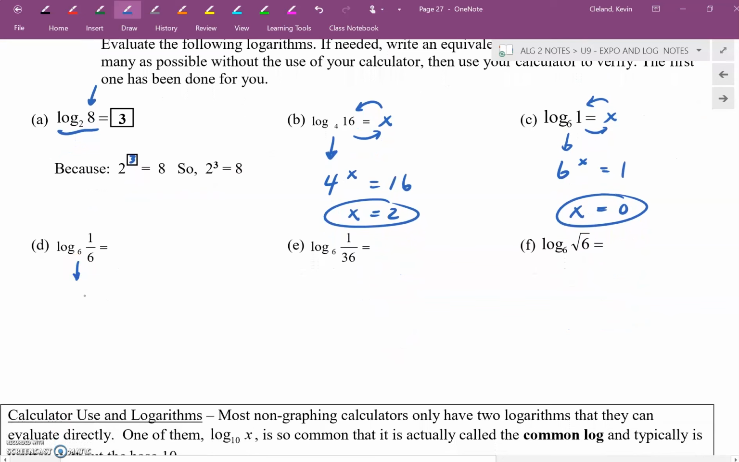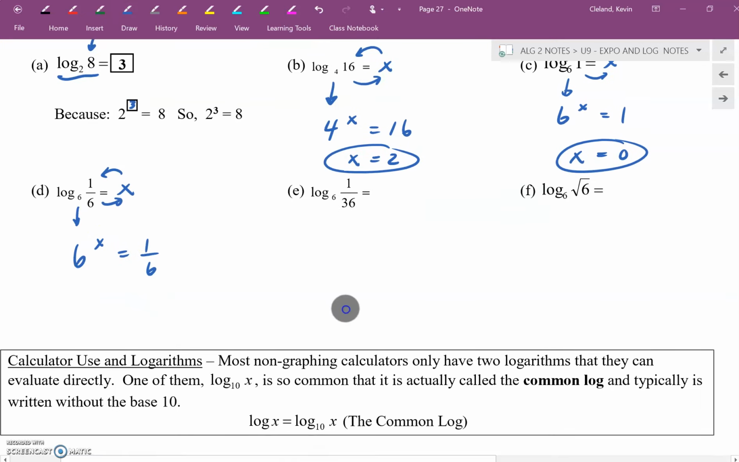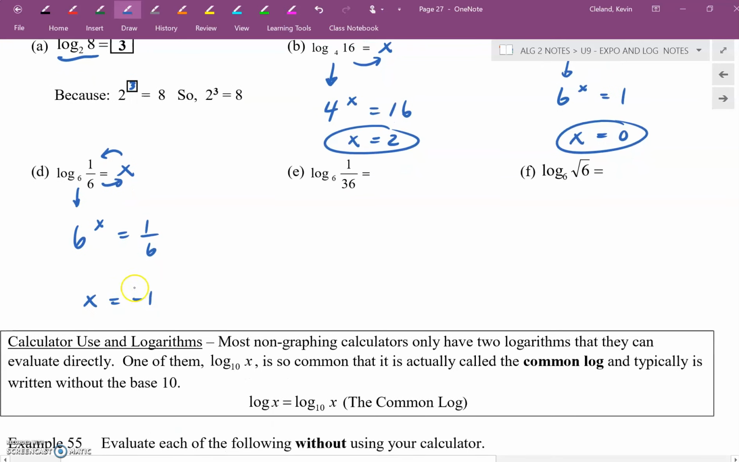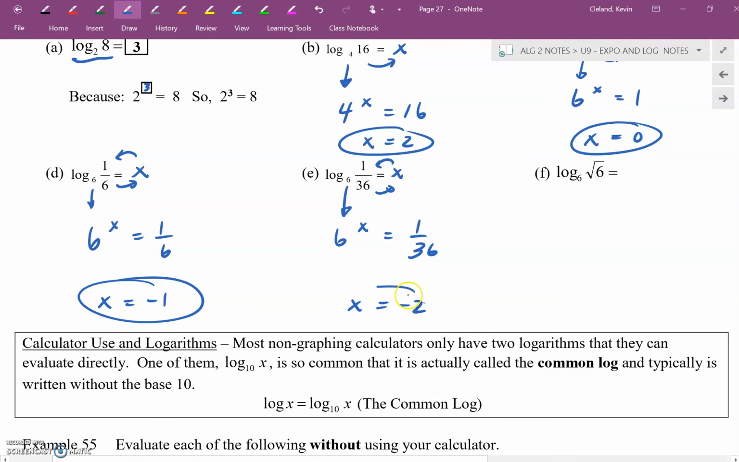Again, bring the base down. Put in a variable, perform the old switcheroo. All right, 6 to the x power is 1/6. Okay, well, we get fractions, we get stuff in the denominator with negative exponents, and the 6 is unchanged. It's like 6 to the first power, so this would be 6 to the negative first power is 1/6. Again, bring down the base, insert a variable, switcheroo, 6 to the x power equals 1/36. Well, 6 to the second power is 36, so this is just 6 to the negative second power.